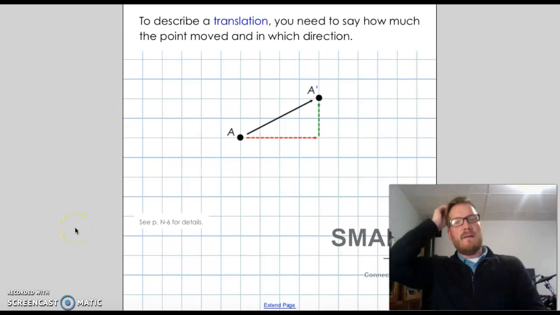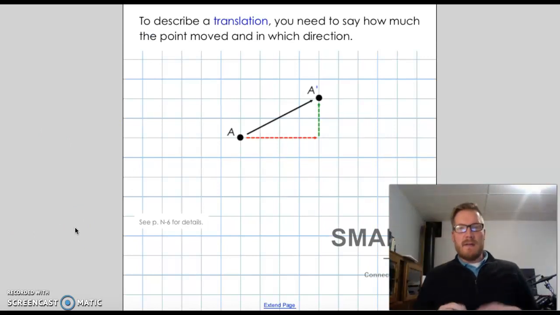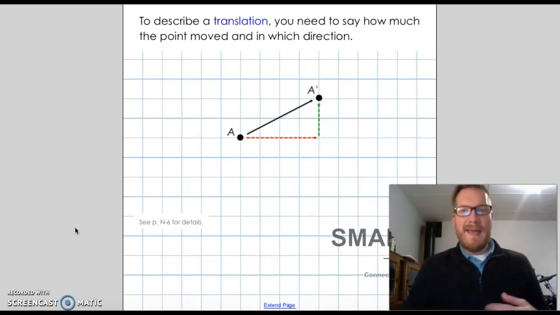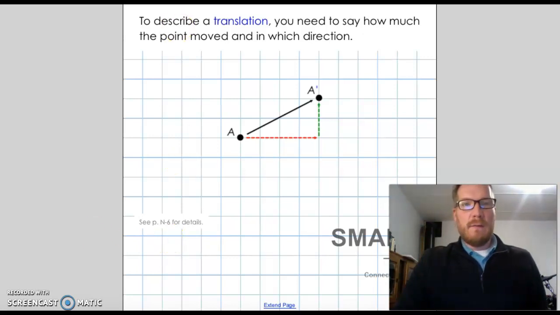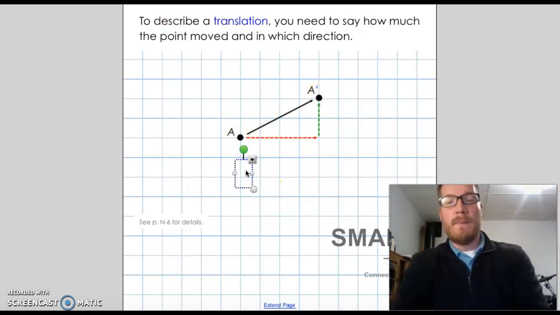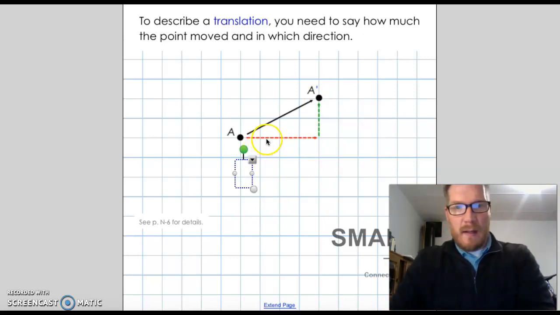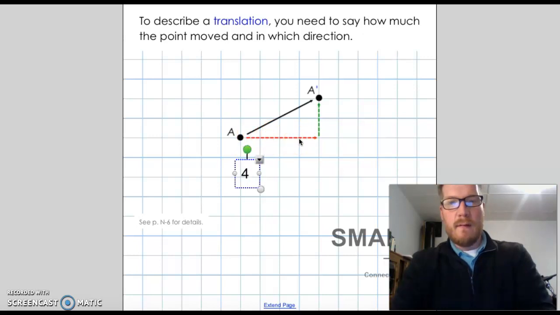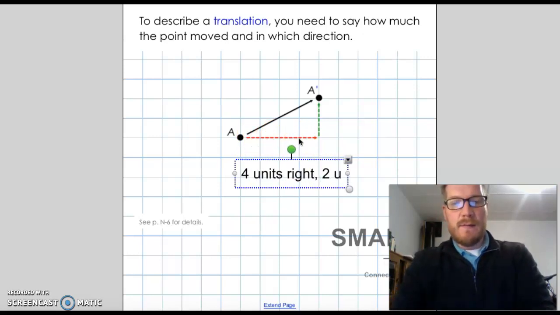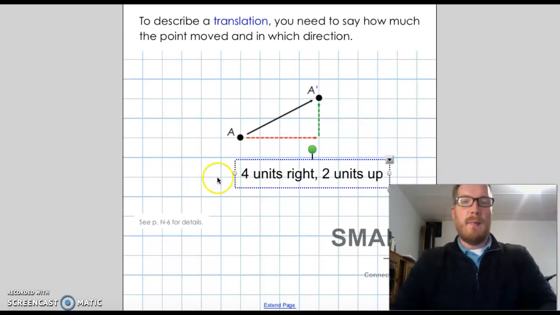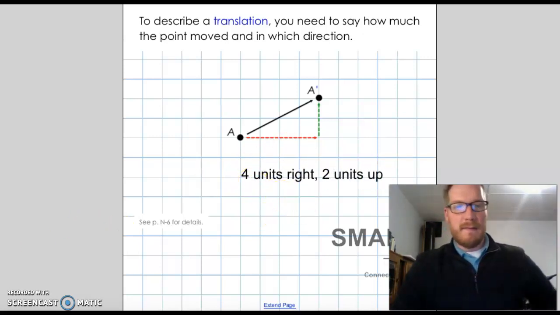All right, so then to describe a translation, you need to say how much the point moved and in which direction. So for this one, here's point A and here's A prime. The red line talks about how far it went to the right. The green line talks about how far it went up. So we say it has gone 1, 2, 3, 4 units right, 2 units up. And that's how we would describe that translation.